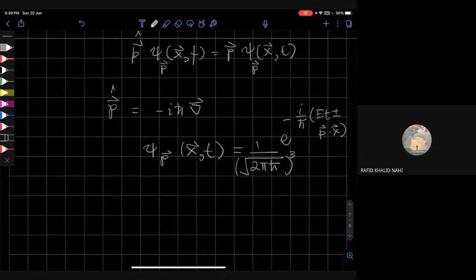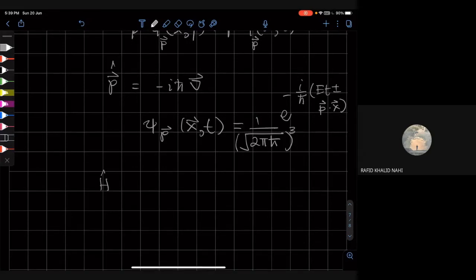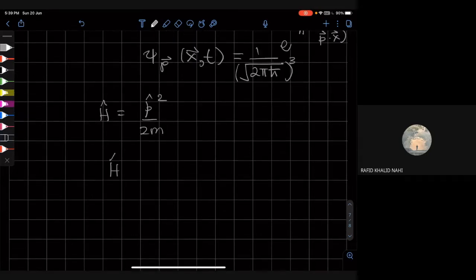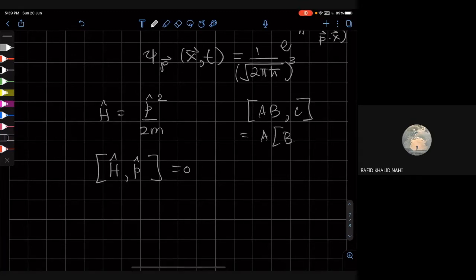So now see that our Hamiltonian in this case is p squared by 2m. And because of that, see that H and P are going to commute, right? Remember that if we have 3 operators, A, B, and C, the commutator is going to be something like A times BC plus ACB, right? So using that, we see that H will commute with P.